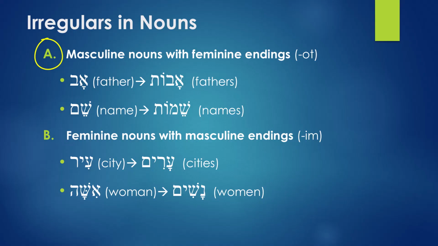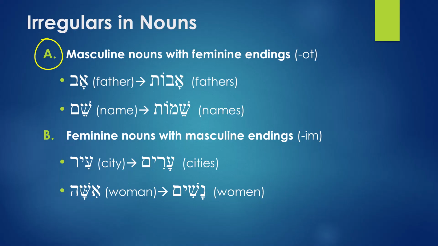Avot. Instead of it being avim, because im is a masculine plural ending, it's going to be avot, taking a feminine plural ending. Remember, ot is a feminine plural ending. Since av is a masculine noun, it's supposed to be avim, but when it becomes a plural noun, it's going to be avot, meaning fathers. So this is an example of an irregular noun. Av means father. Avot means fathers.